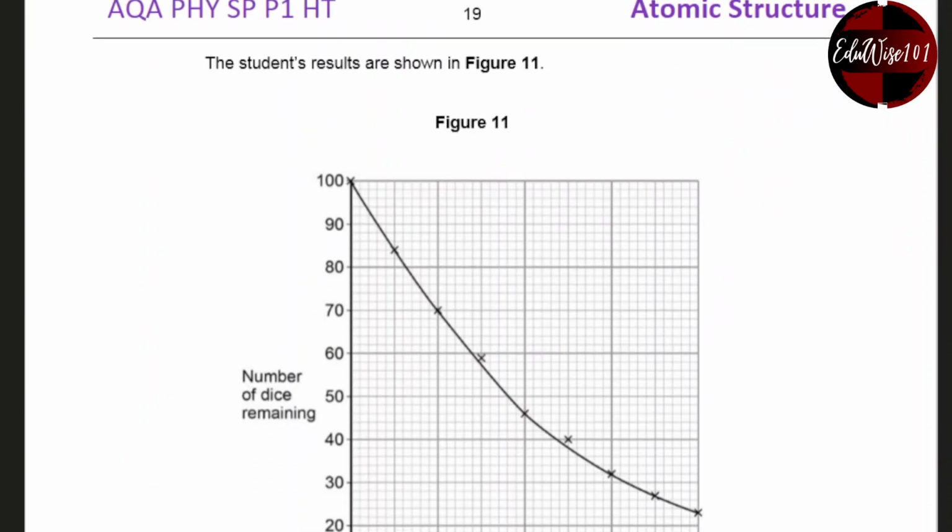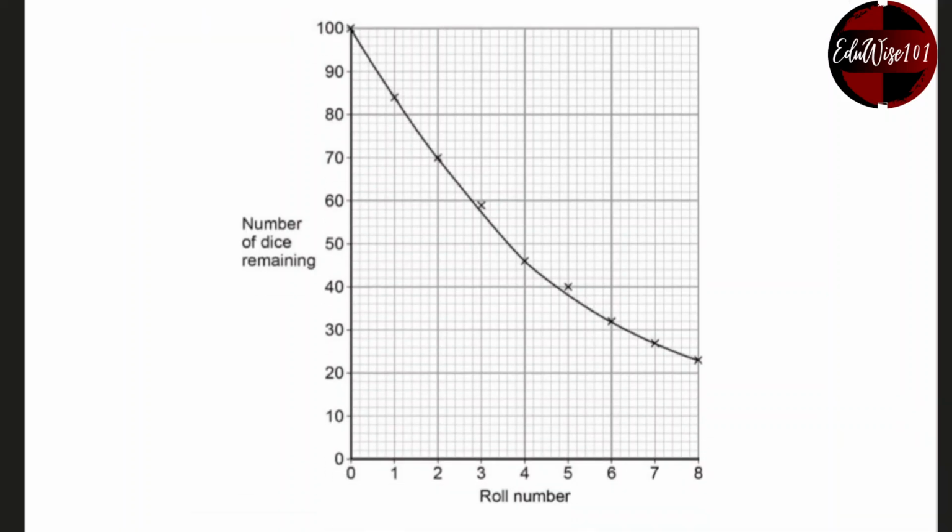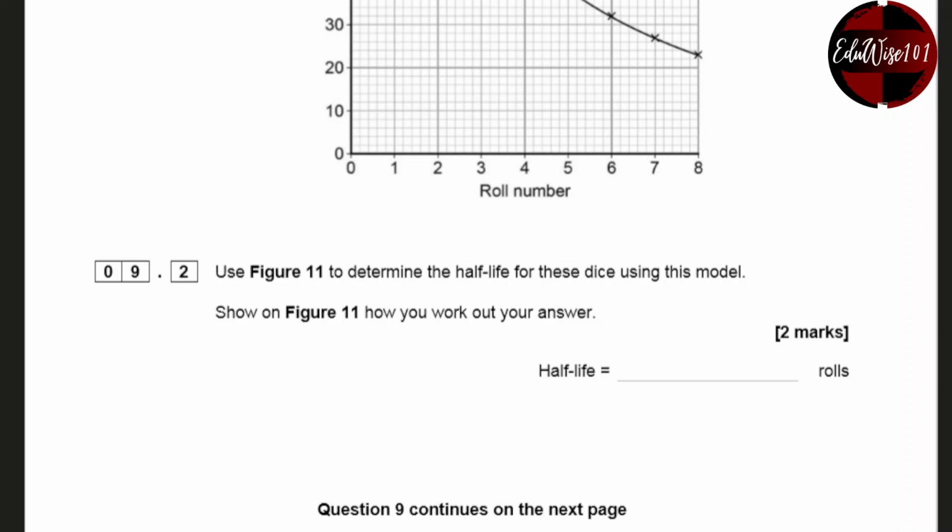The student's results are shown in figure 11. Starting at 100, the number of die remaining is on the y-axis, the number of rolls is on the x-axis, and the line goes steadily down. Use figure 11 to determine the half-life of these die using this model. Show on figure 11 how you work out your answer. So you need to make sure that you have evidence of this on the graph.